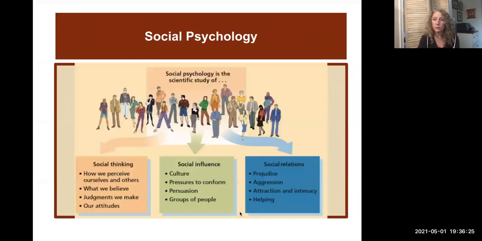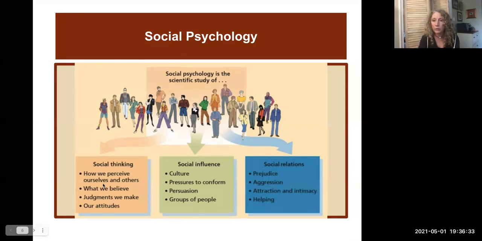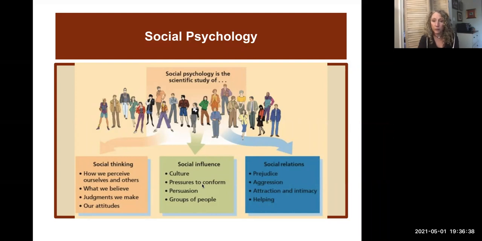So these are the 3 main areas, just as we mentioned. Social thinking is overall how we believe, what our attitudes are, what our judgments are, how we are influenced by things like culture, how we need to conform to social expectations, and forms of persuasion. Then also looking at social relations, and that is where we dig deeper into levels of prejudice and aggression, but also things like attraction and intimacy and altruism, which is helping others.